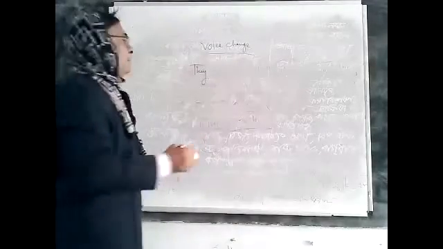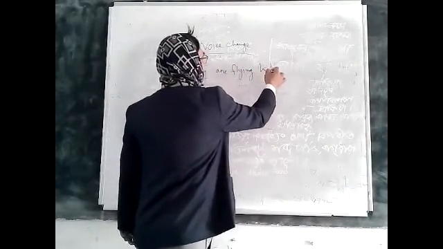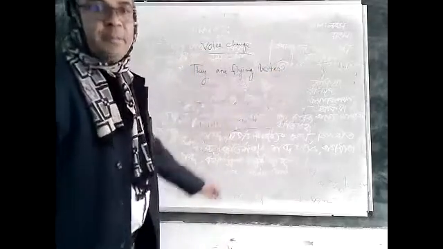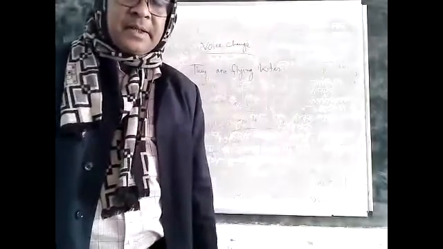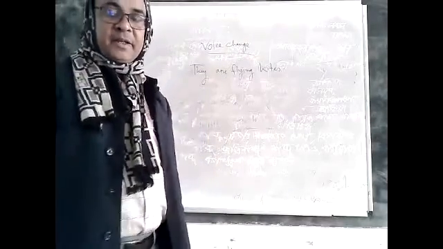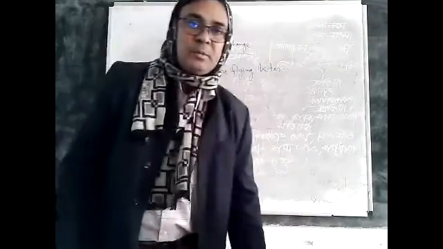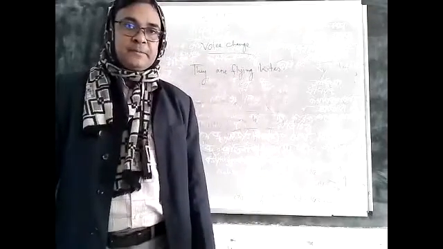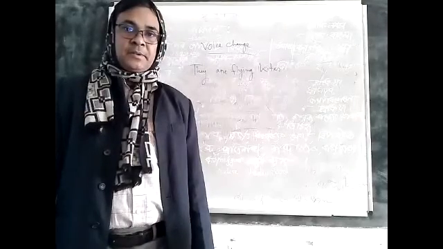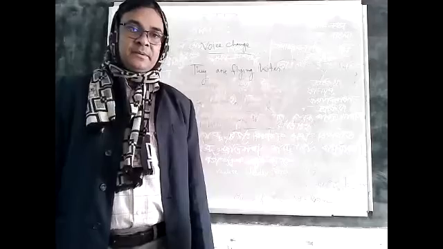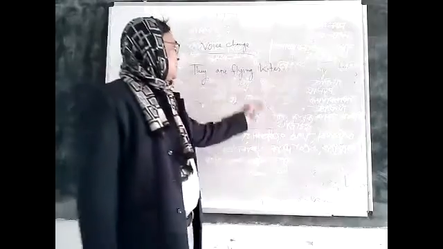Look at the board. They are flying kites. What is the passive form of this sentence? Write the answer. They are flying kites. Show me your notebook, please. Write down the sentence in your notebook and change the sentence into passive voice. Silent, please. Write down the passive form of this sentence.